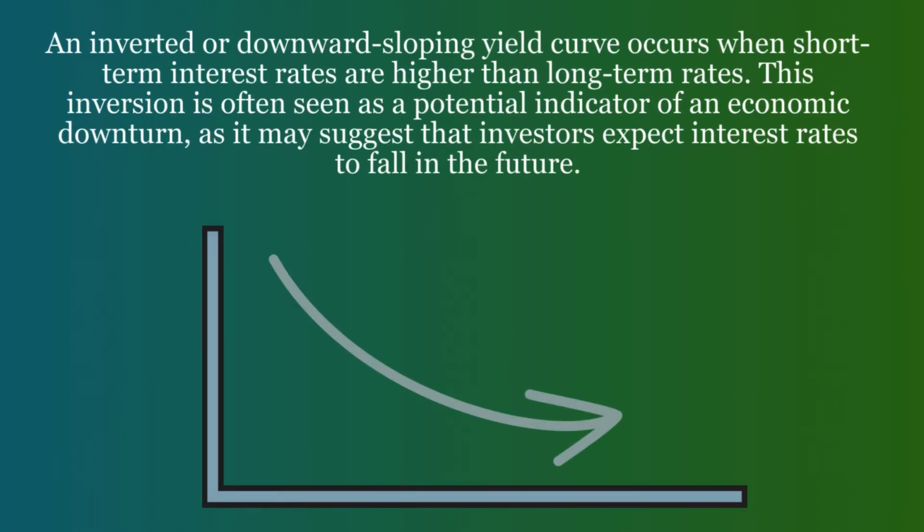An inverted or downward-sloping yield curve occurs when short-term interest rates are higher than long-term rates. This inversion is often seen as a potential indicator of an economic downturn, as it may suggest that investors expect interest rates to fall in the future.